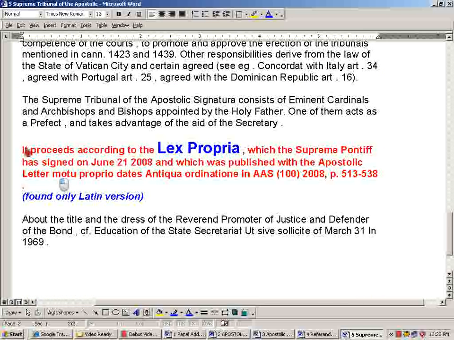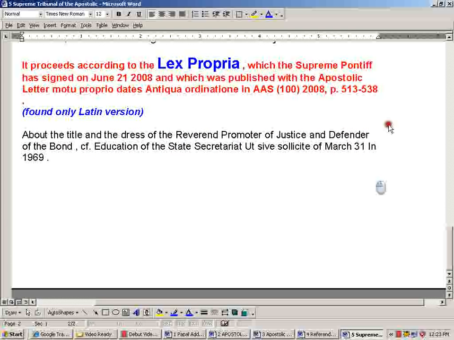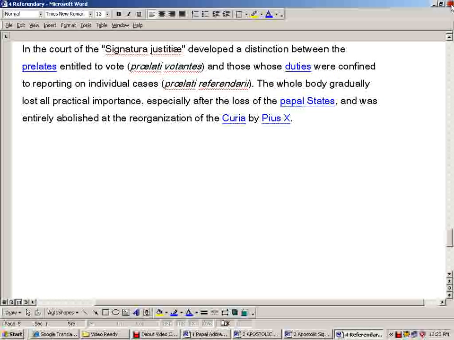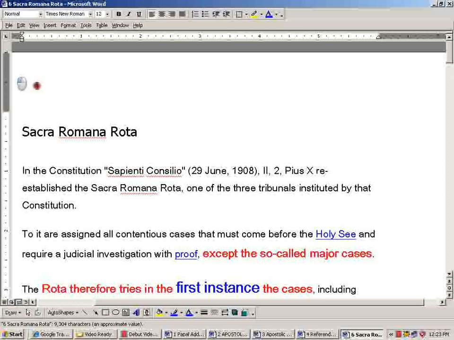It proceeds according to the Lex Propria, which the Supreme Pontiff signed on June 21st, 2008. So this is the procedure for the Apostolic Signatura. It is called Lex Propria, signed on June 21st, 2008, which was published in the Apostolic Letter Motu Proprio, and you can find it in AAS 100, 2008, pages 513 to 538. I found it, but only in the Latin version, so I've got to ask somebody how I get it in English. So that was the one court.